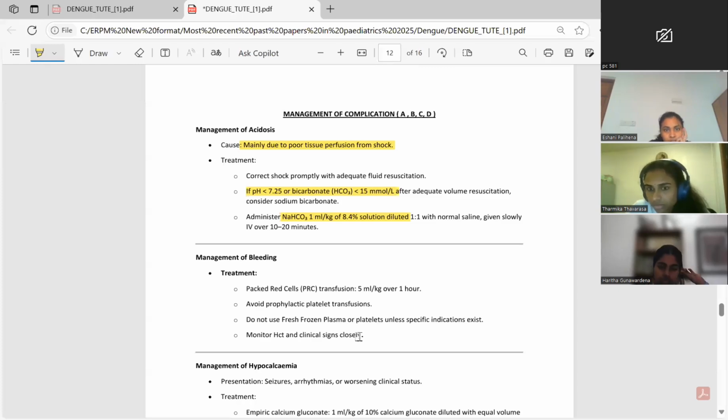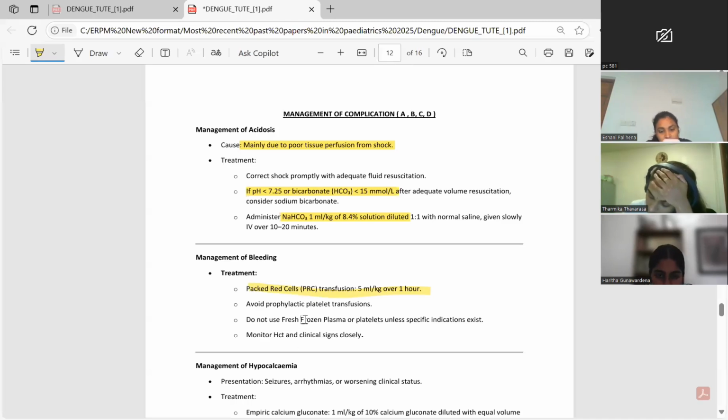what happens? Hematocrit will suddenly drop. You can write, child will deteriorate and hematocrit will drop in this situation. You give 5 ml per kilo pack cells. Do you give platelets? You don't. You don't give platelets. 5 ml per kilo fluids, blood. And then you need to monitor hematocrit again.